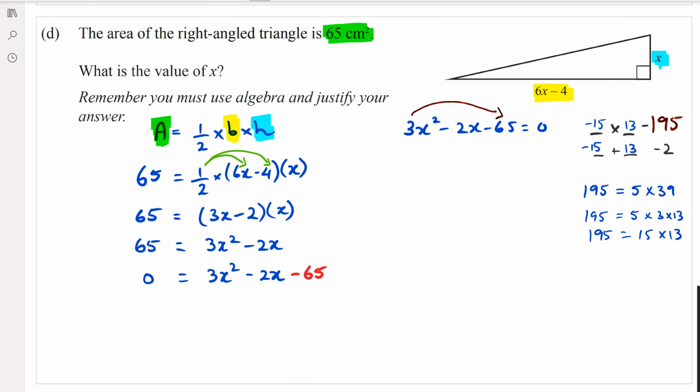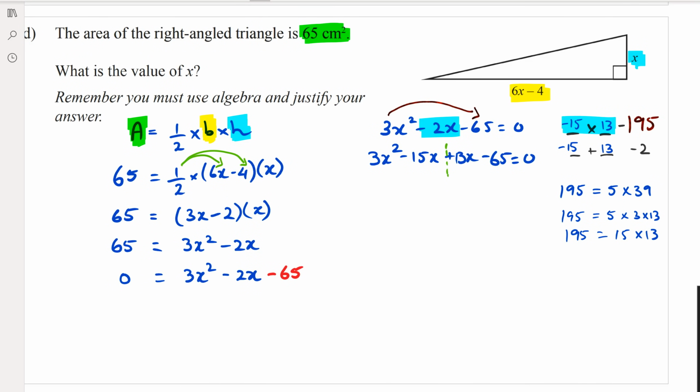Once I do this, I need to split the negative 2. I'm talking about this negative 2 here. I need to split it as negative 15 and 13. So when I rewrite this equation, I get 3x squared minus 15x plus 13x minus 65 is equal to 0. At this point, I want to factorize by parts. First I'm going to factorize the two terms on the left of the green line. So that's going to end up looking like this.